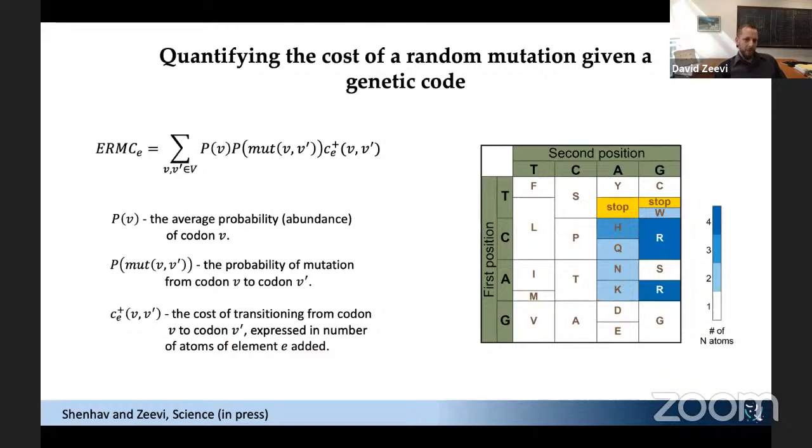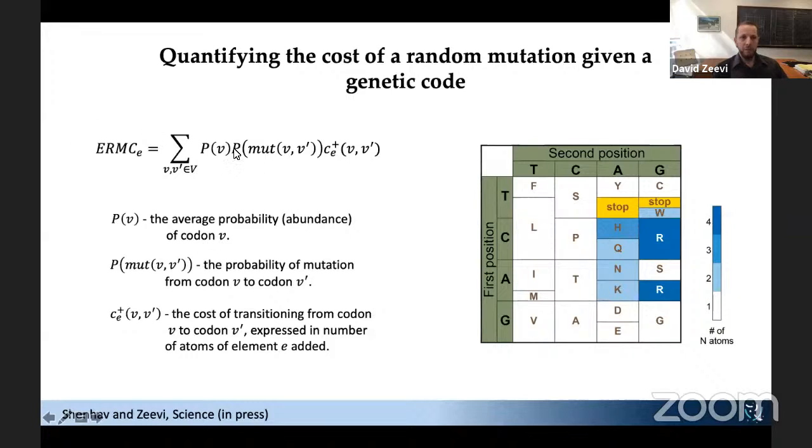The way we quantified the cost of random mutation was by looking at the expectation of the number of nitrogen atoms that a single mutation would add. We call that the expected random mutation cost. I'm going to walk you through this calculation because if we're comparing the genetic code to some other random genetic code, then we have to know what we compare it on.